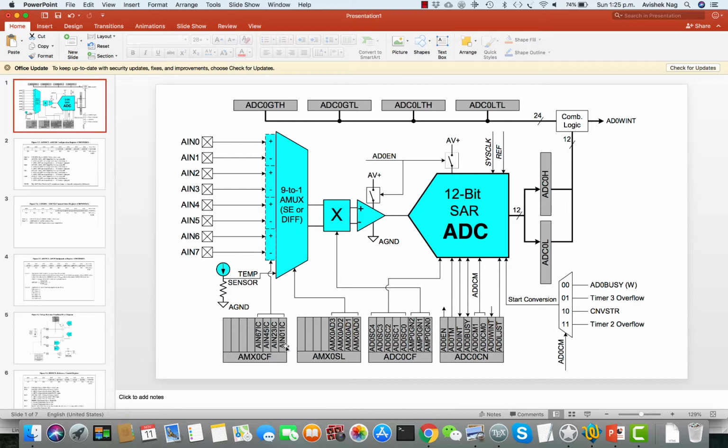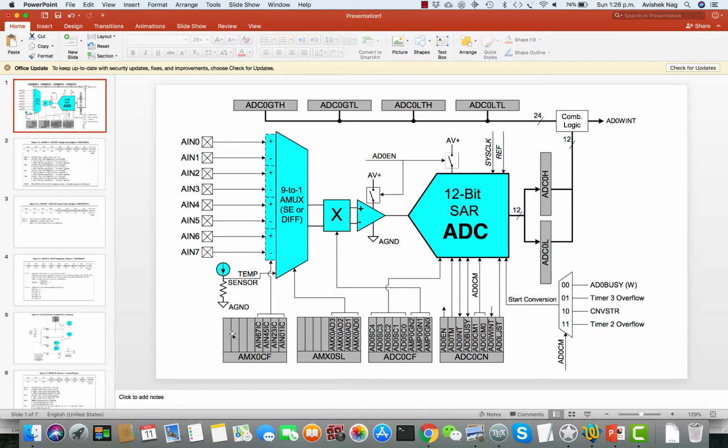But if you put 0 here in AIN01IC, then only the single-ended input will be chosen, only one of these. If you put a 0 here, AIN2 will be chosen. If you put a 0 here, AIN4 will be chosen. If you put a 0 here, AIN6 will be chosen, and so on.